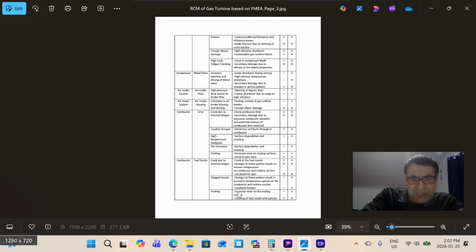Fuel nozzle fretting: excessive wear on the mating surface of the fuel nozzle and injection. This is back to the installation during the maintenance. Maybe we have no proper and adequate mating surface, or correct roughness on the surface, which could cause this fretting damage.